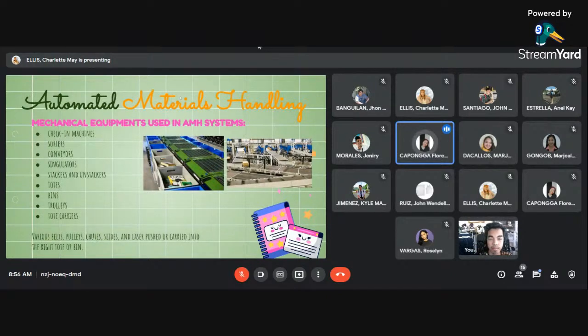So dito sa automated materials handling, ito yung mechanical equipments na check machines, sorters, conveyors, singulators, stackers, totes, bins, trolleys, and tote carriers. So dito po may mga iba't ibang belt, pulleys, chutes, slides, and laser na gumagana para mapunta yung mga material sa designated places or bins. Yun po. Next.